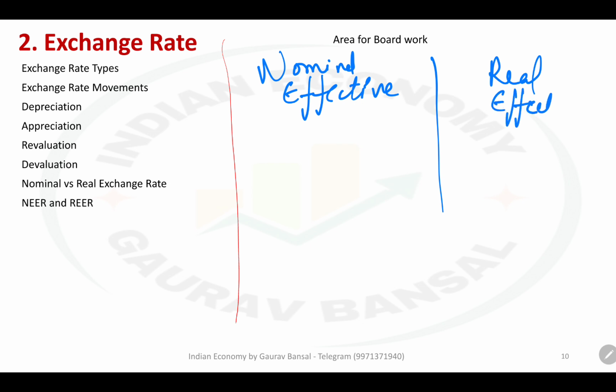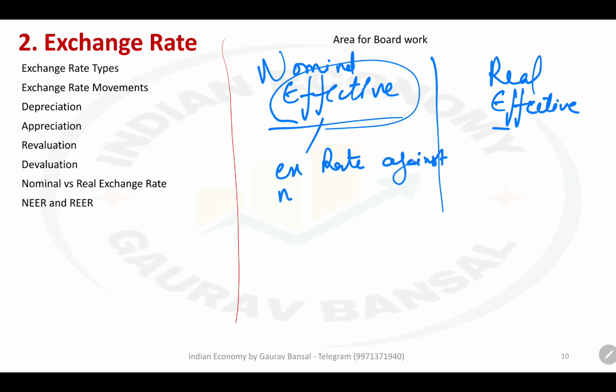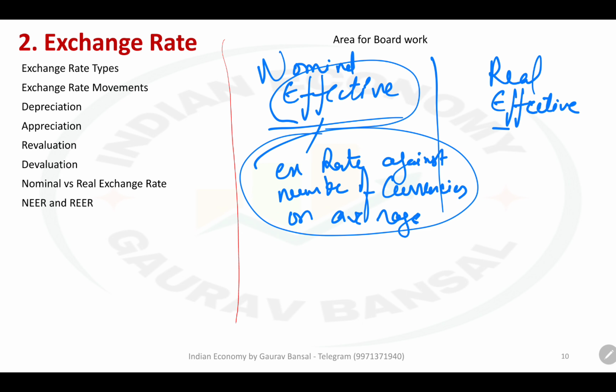Real effective exchange rate and nominal effective exchange rate. So real and nominal we have discussed. But what is this effective? Effective means exchange rate against number of currencies on average. So this is effective exchange rate. So whether it is nominal or real, basically your average exchange rate against other currency would be the effective exchange rate. So what we use for transaction purpose in day-to-day life is actually not only nominal exchange rate, but bilateral exchange rate.